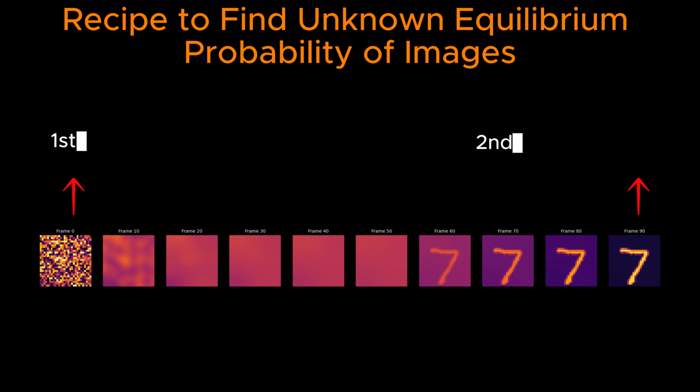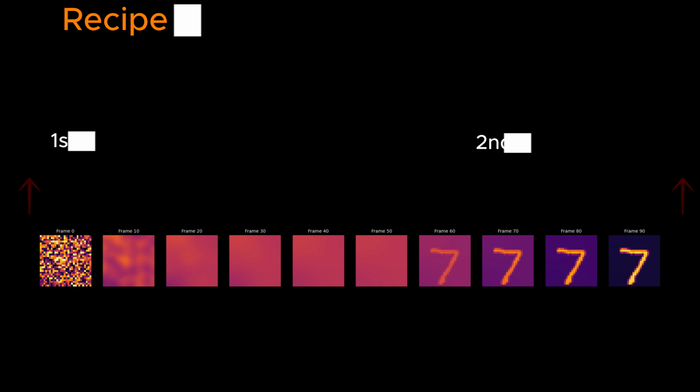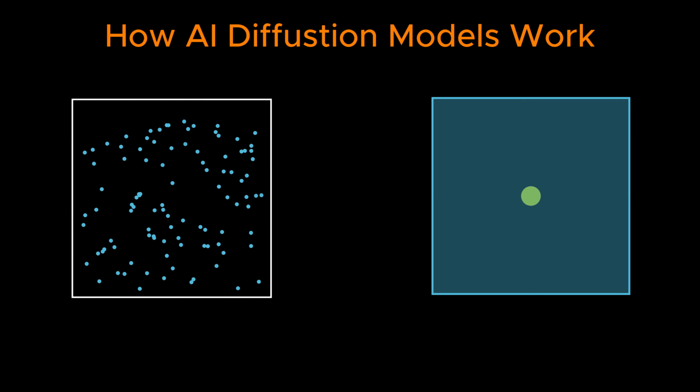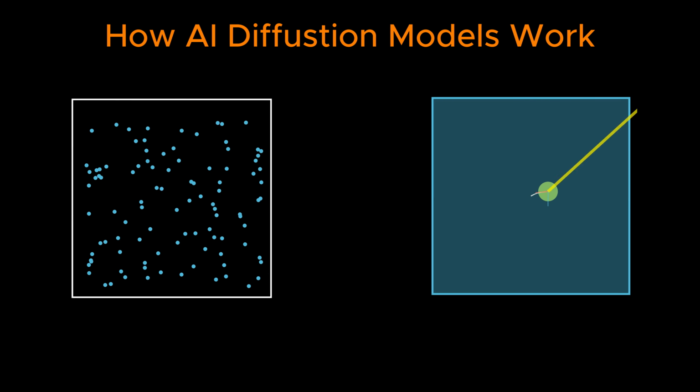This is exactly the recipe we need to convert the complete noise, as one of the two states with a known probability, to a nice-looking image with an unknown probability as the other equilibrium state. Let's now discuss how diffusion models work in machine learning and their connection to the concepts we've explored so far.